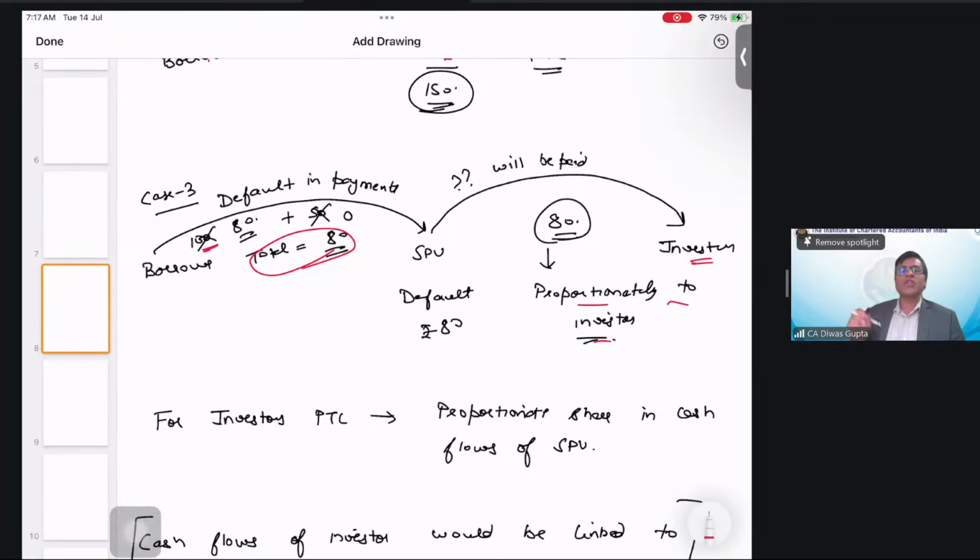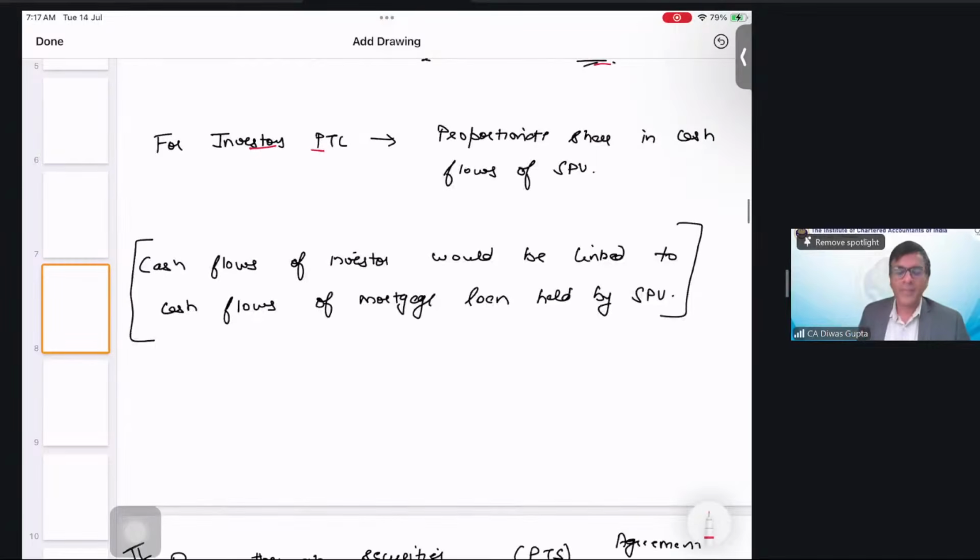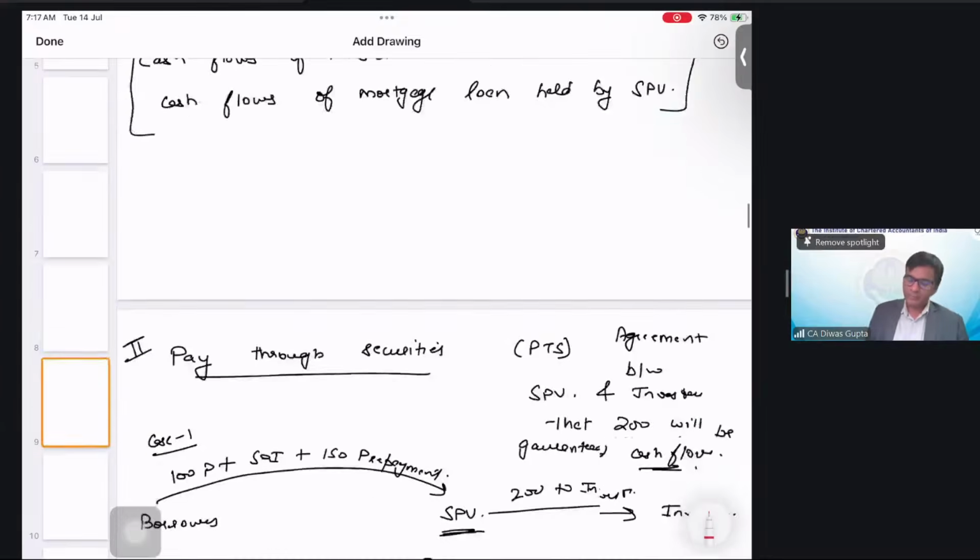So in case of higher receipt, lower receipt, or same receipt, the SPV will pay to the investor on a proportionate basis. For investors, a proportionate share in cash flows of SPV is what is called pass-through certificates. Cash flows of investor would be linked to the cash flows of mortgage loans held by the SPV.